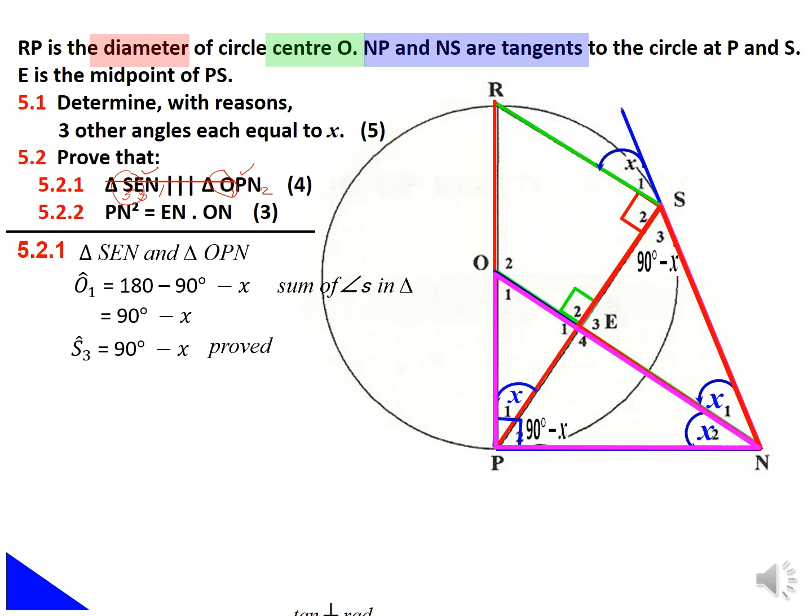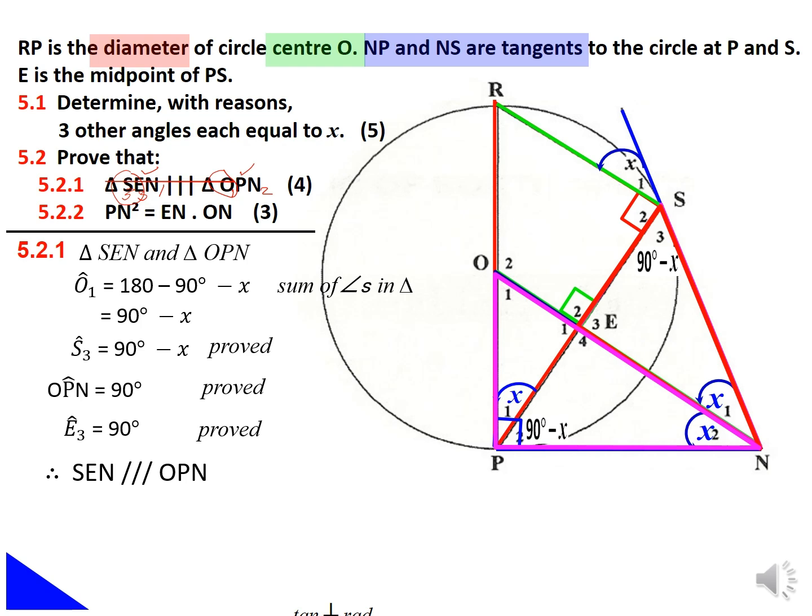If you look at angle E3, it's 90 degrees. The angle at P is also 90 degrees. That means the two are equal to each other. Now, the third angles of the triangle become equal because angles in a triangle add up to 180. Once we prove two pairs of angles, the third one will become equal because angles in a triangle add up to 180. And that means triangle SEN is similar to triangle OPN. And your question has been answered.